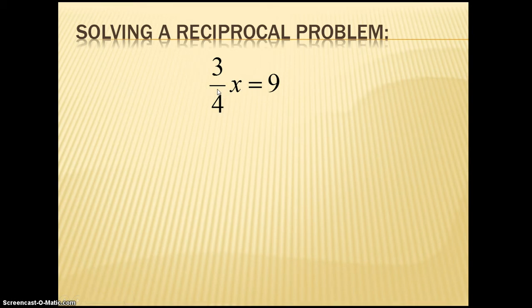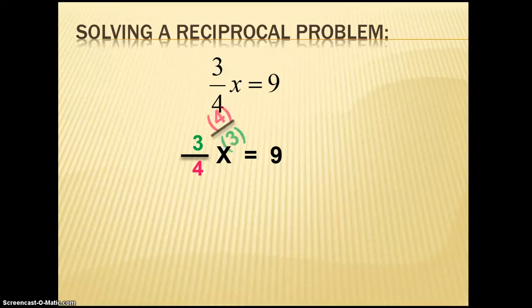I've got to get rid of that 3/4. So normally I would divide. However, you cannot divide a fraction. There's no such thing as fraction division. Instead, you multiply by a reciprocal. The reciprocal of a fraction is the flip. It's when you flip it over, when you take the numerator and put it into the denominator, and the denominator into the numerator. In this case, you take that 3, put it on the bottom, and put the 4 on top. That's the reciprocal. So we're going to multiply by the reciprocal.